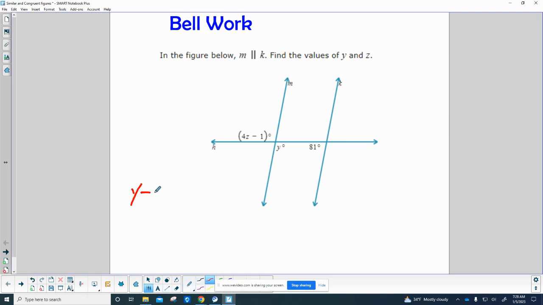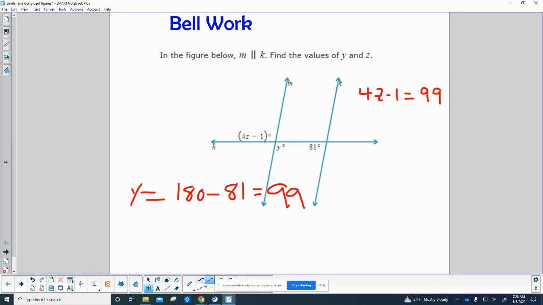Y would equal 180 minus 81, which equals 99. And now that we know that Y is 99, to find Z, we can just set 4Z minus 1 equal to 99.